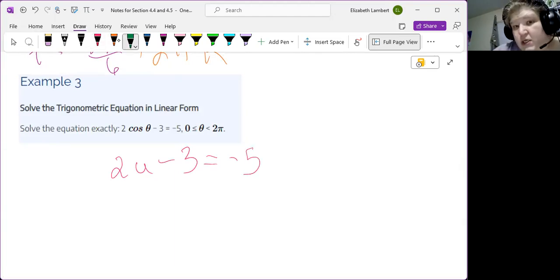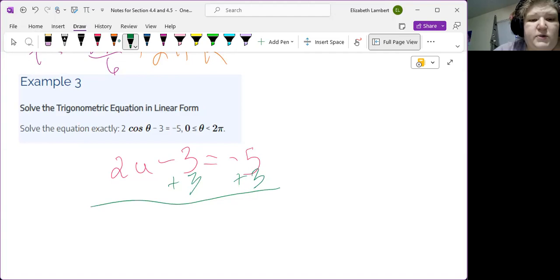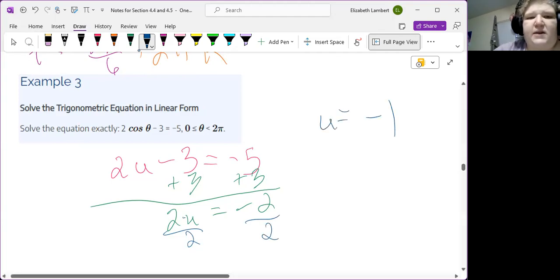I'm trying to solve for ugly, so I'm going to add the 3. So I have 2 uglies is -2. And then to get ugly, this is 2 times ugly, so divide by 2, divide by 2. So our ugly is equal to -1. And now I'm just going to undo my ugly. What was ugly again? Oh yeah, cosine theta.